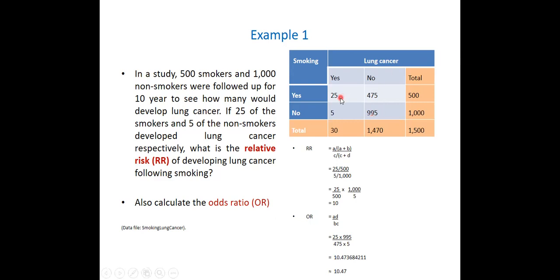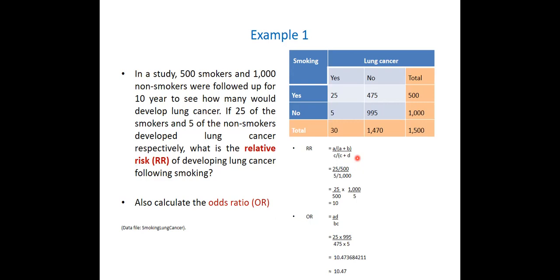If you look at it, that 25 over 500, in the table, 25 is A, this one is B. 500 will be A plus B. This 5 is C, and 995 is D. So 1,000 is C plus D. So when you're talking of the risk among the exposed, it is 25 over 500, which is A over A plus B. The risk among the non-smokers will be 5 over 1,000, which is C over C plus D. So that's why you see relative risk is A over A plus B, all divided by C over C plus D. When you understand the table very well, and you understand the cells A, B, C, D, you are home and dry. Even when you see the formula, you'll be able to make sense of it.